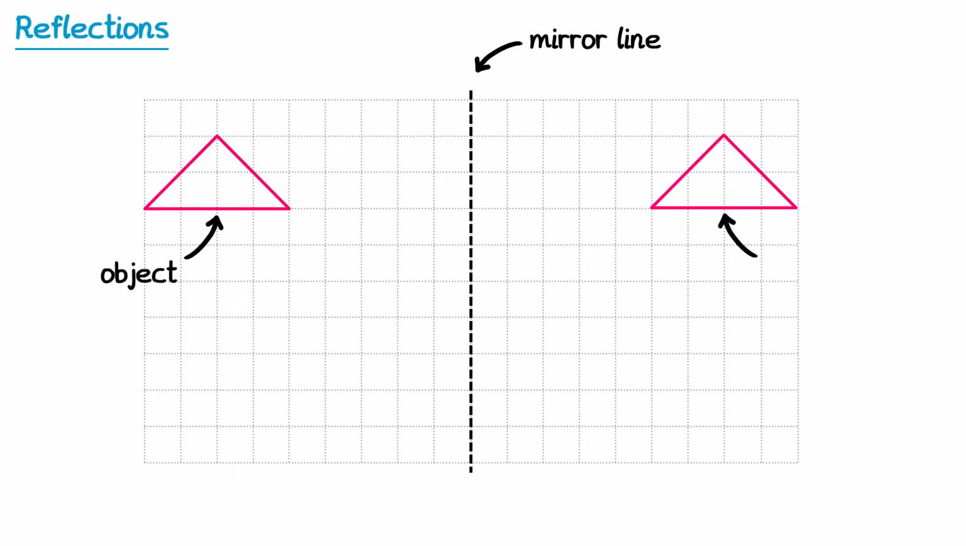Let's have a look at how we could reflect this shape here. I would reflect a shape by doing it one corner at a time. We're going to start with the corner at the bottom. This corner is only one square away from the mirror line. This means its reflection will also be one square away from the mirror line, but on the other side.